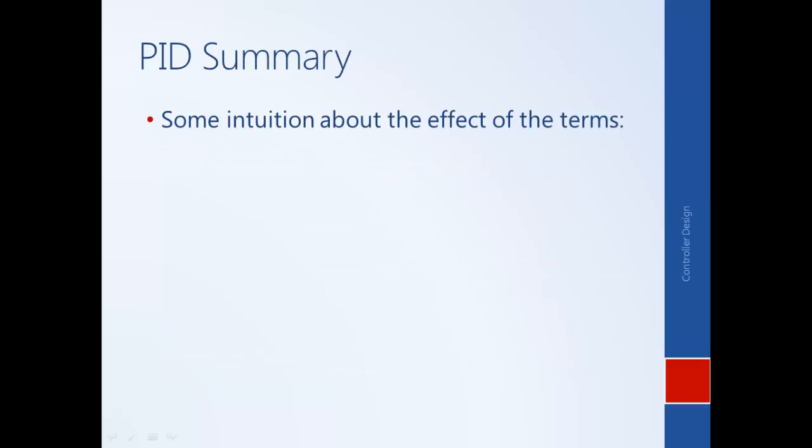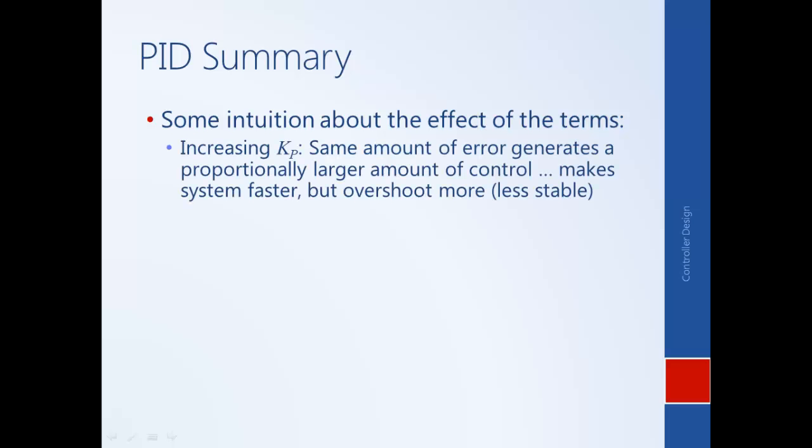To summarize, we've learned some intuition about the effect of the three terms of a PID controller by looking at a canonical second order system. Specifically, we saw that increasing Kp corresponds to making the control effort larger for the same amount of error. It tends to make the system faster, tends to reduce steady state error, but it can also make the system overshoot more.